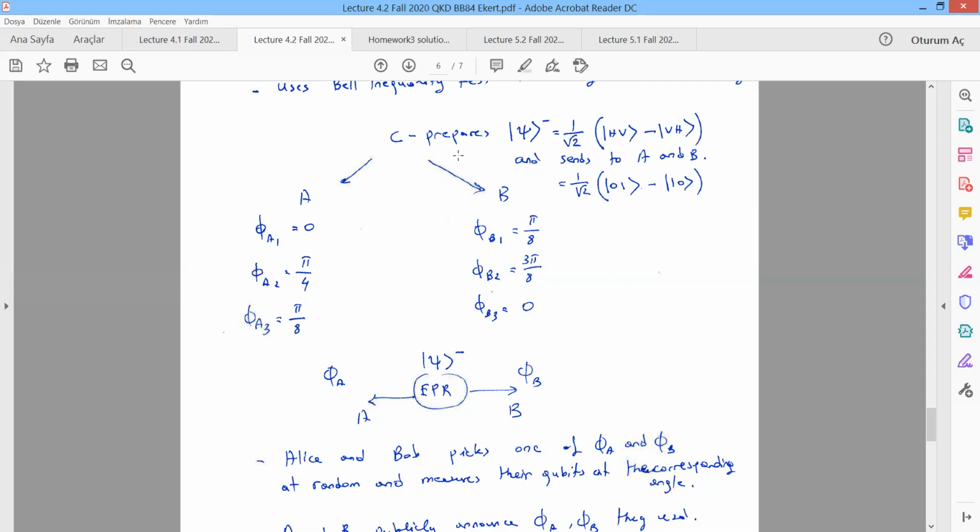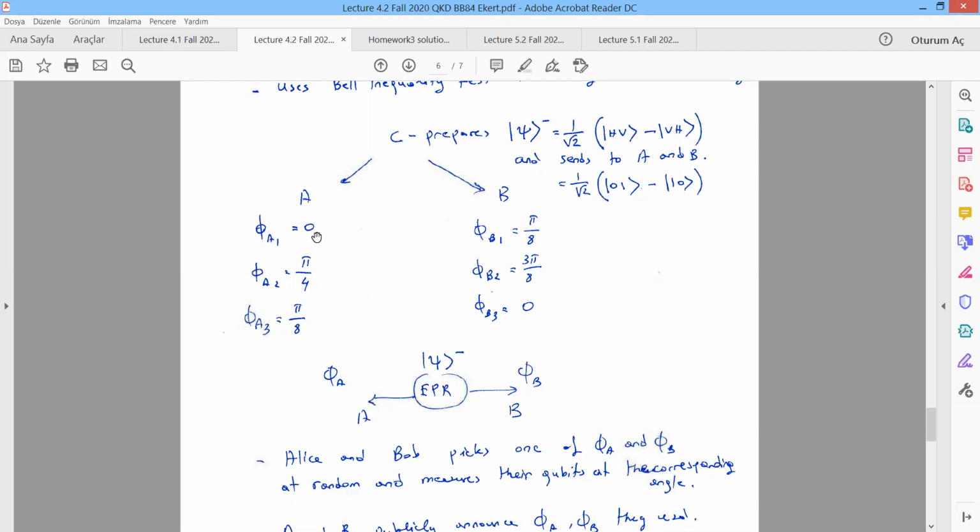Now, Charlie prepares this state, and one of the qubits is sent to Alice, and the second qubit is sent to Bob. According to this, an EPR pair is produced, and one qubit goes to Alice, and another qubit goes to Bob. Now, Alice and Bob again generate random numbers, this time three random numbers, uniformly distributed.